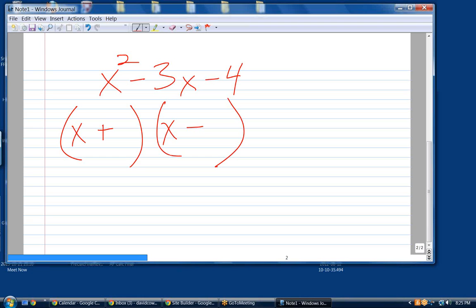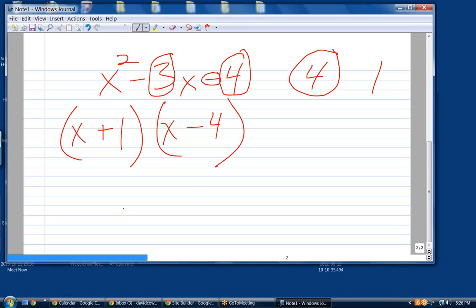Factors of 4 that subtract to the number 3. What are they? 4 and negative 1. Just 4 and 1. Not that subtract to negative 3, but just subtract to the number 3. Okay, so 4 and 1 are our factors. Put the bigger factor with the sign of the middle term. So the 4 goes there because the middle term is a minus. So I'm going to put the bigger factor with the minus, the smaller one with the plus.